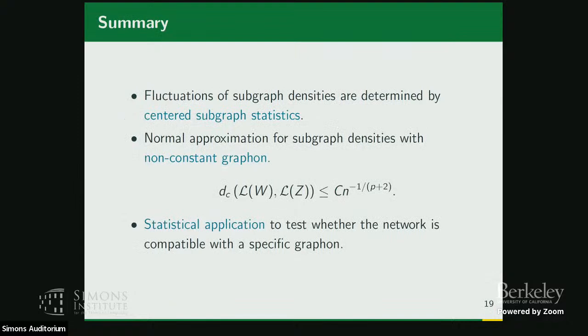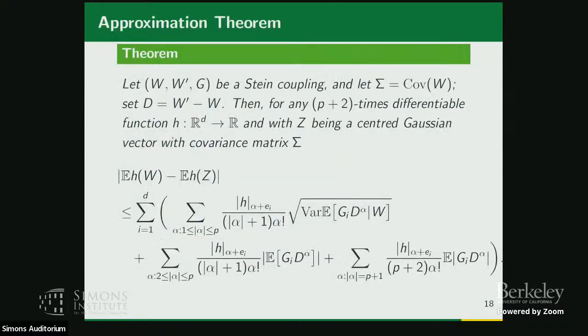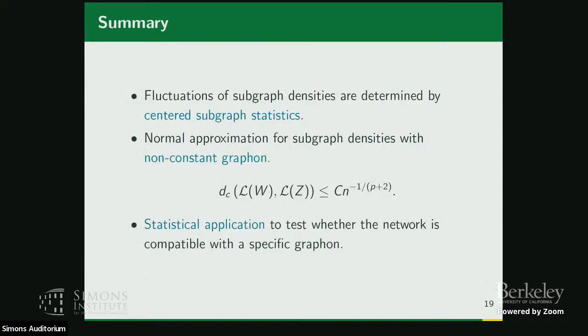So this is what we did, and find this over this class of smooth functions. For this one, you need p+2 times differentiability to get this result. And that's why we got only this p+2 order here.